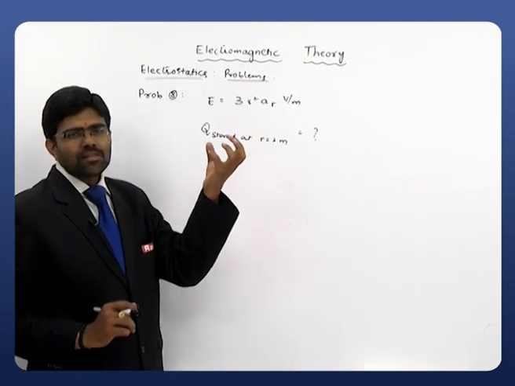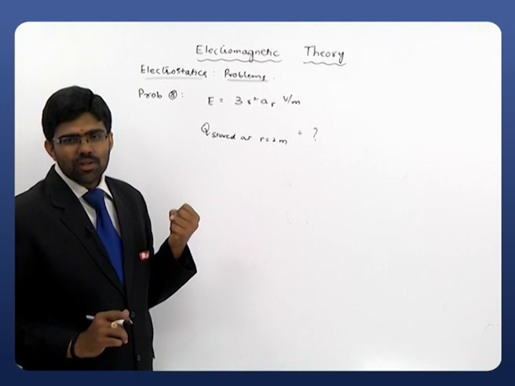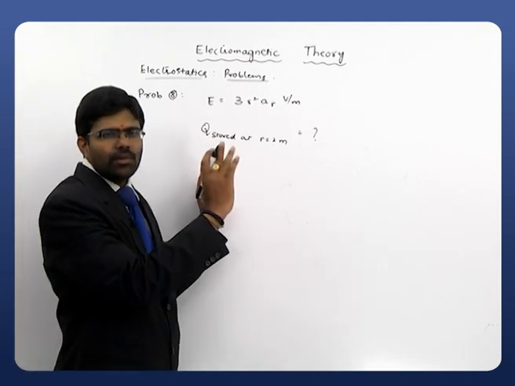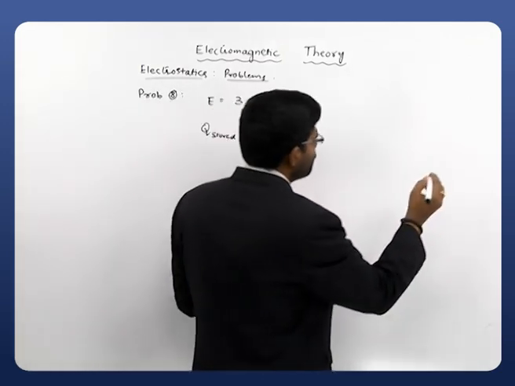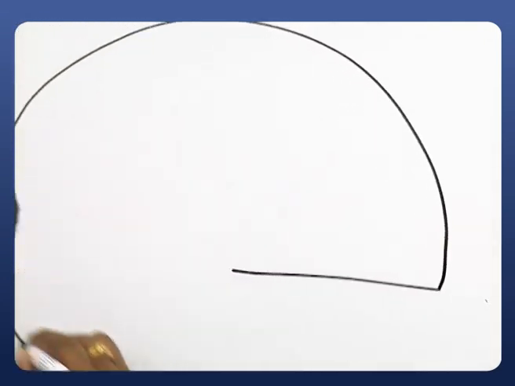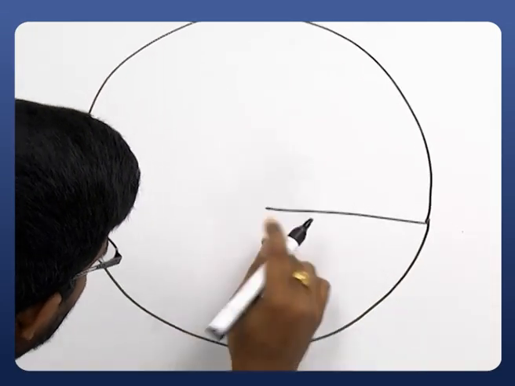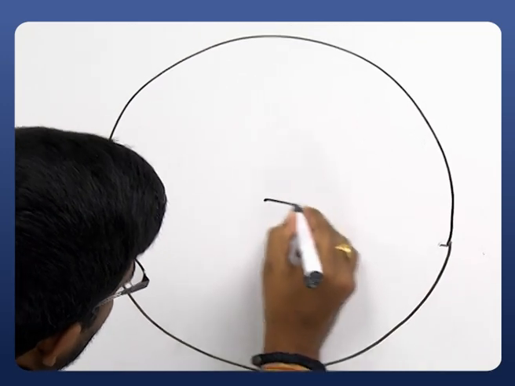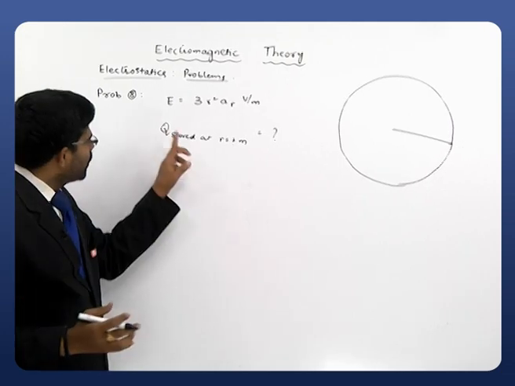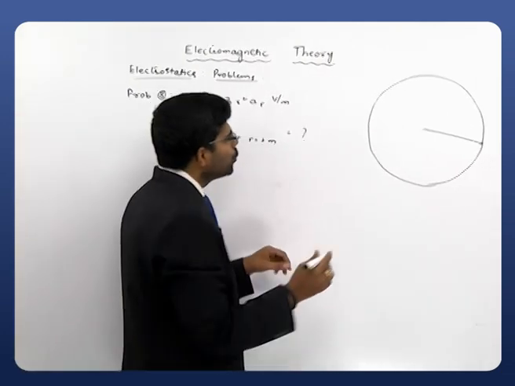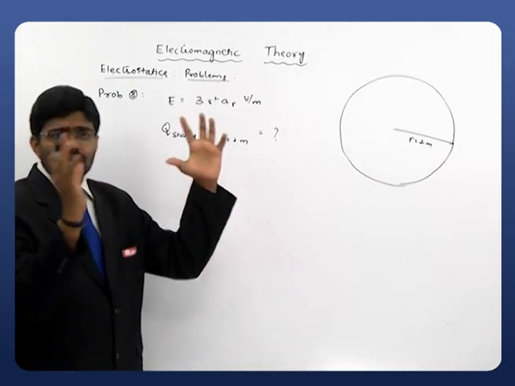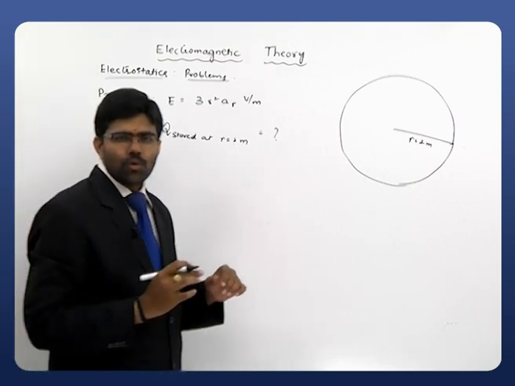Here clearly a spherical shell, a hollow sphere, is given to us. We are supposed to calculate the total charge stored. So for our convenience, try to draw the cross sectional view. So let us take a spherical shell. The spherical shell radius is r equal to 2 meter. So within that radius, how much charge was stored? That is what we want, right?